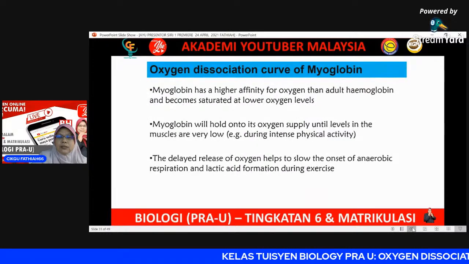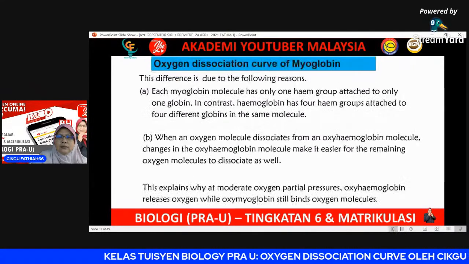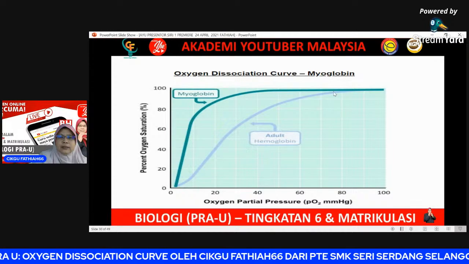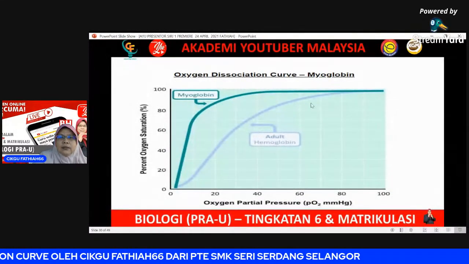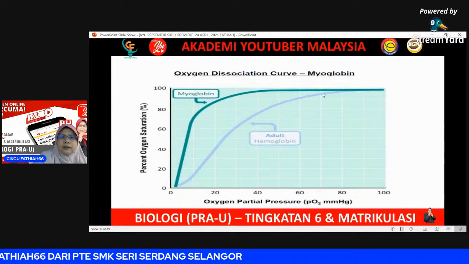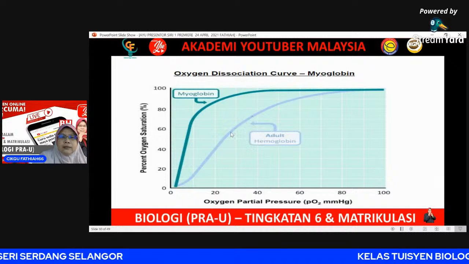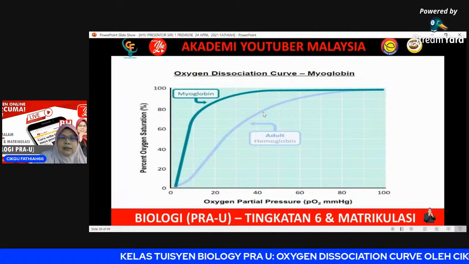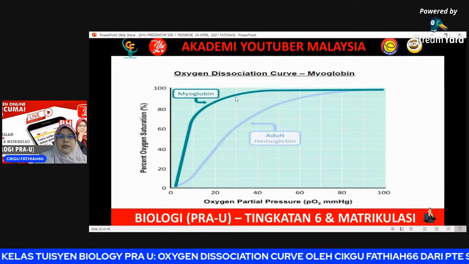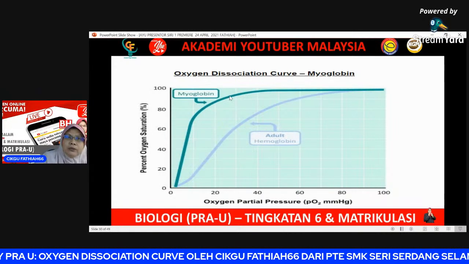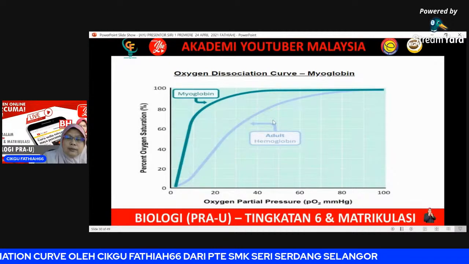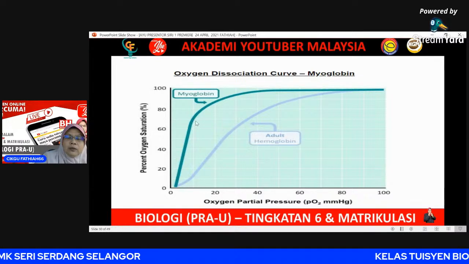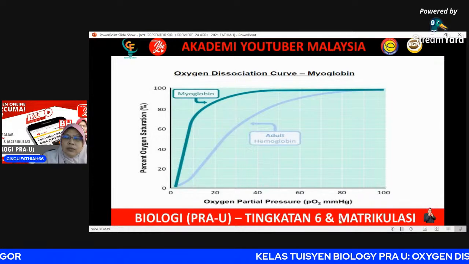So you check here. For the hemoglobin, it dissociates easily, because when one dissociates, the second, third, and fourth molecules will also dissociate easily. But this does not happen to myoglobin because it has just one heme group. So it is very difficult to dissociate until it reaches a very low partial pressure of oxygen, below 20. Then it will dissociate.